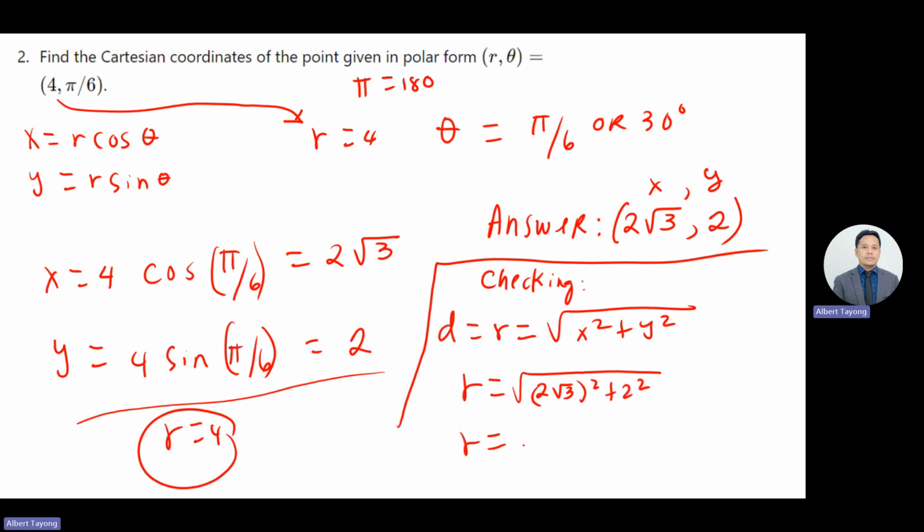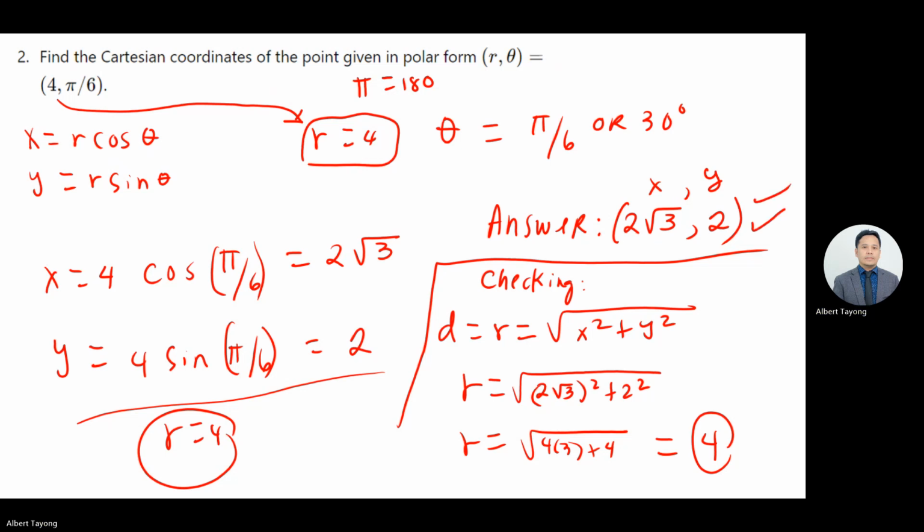So r is equal to, this will become 4 times 3 plus 4, which is equal to 4 exactly. Because we have 12 plus 4 is equal to 16. Square root of 16 is equal to 4, which is equal here. So this means that our values here, the x and the y, are correct actually.